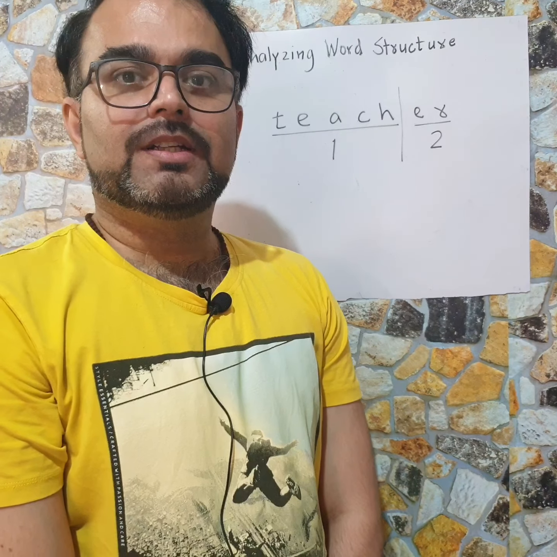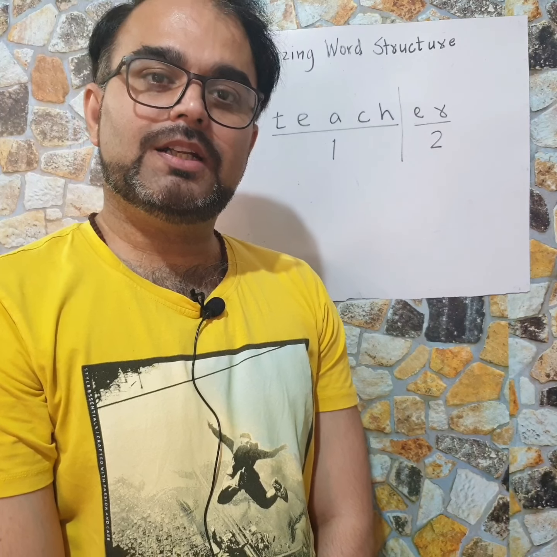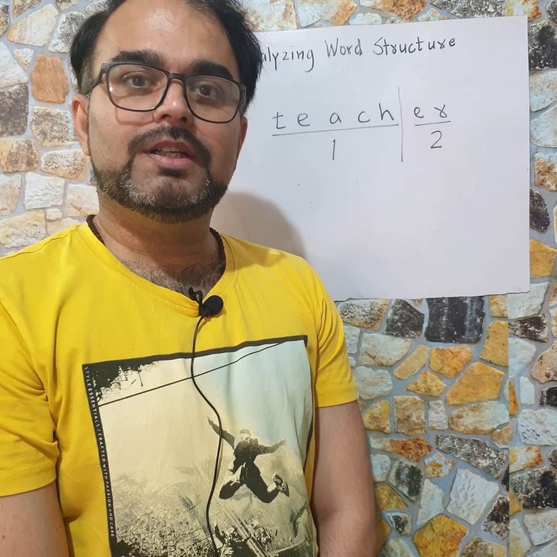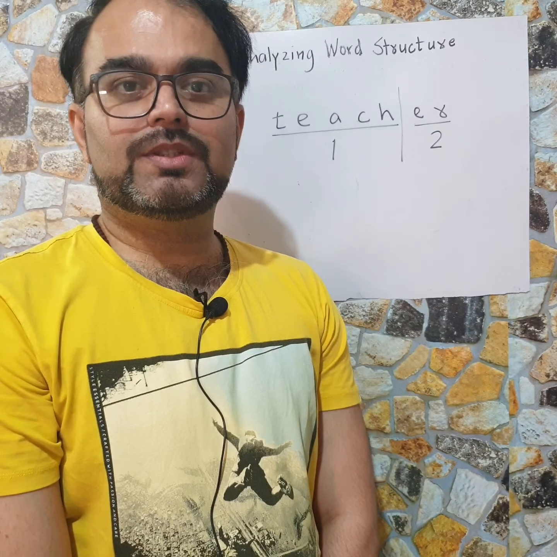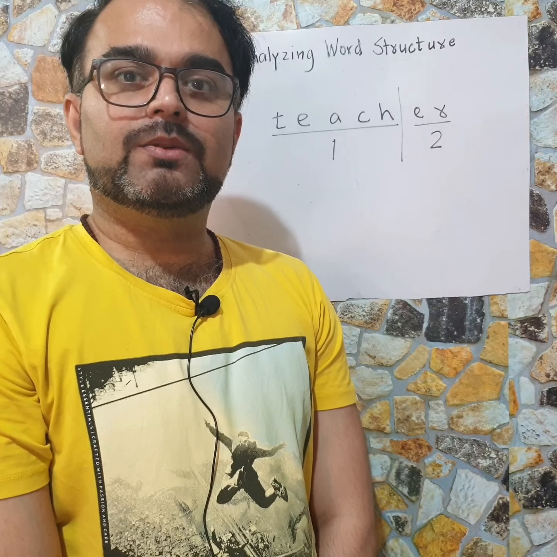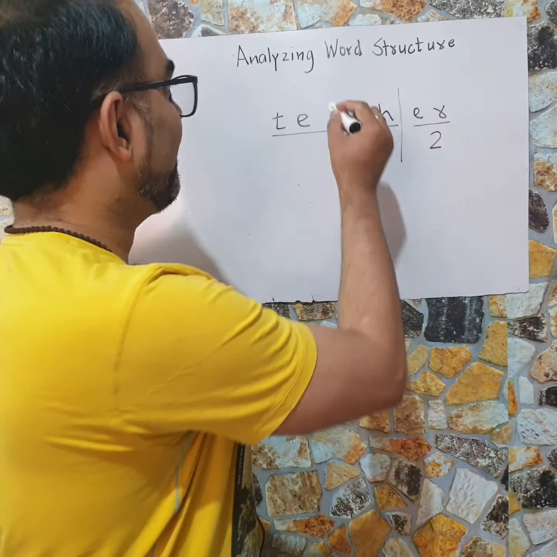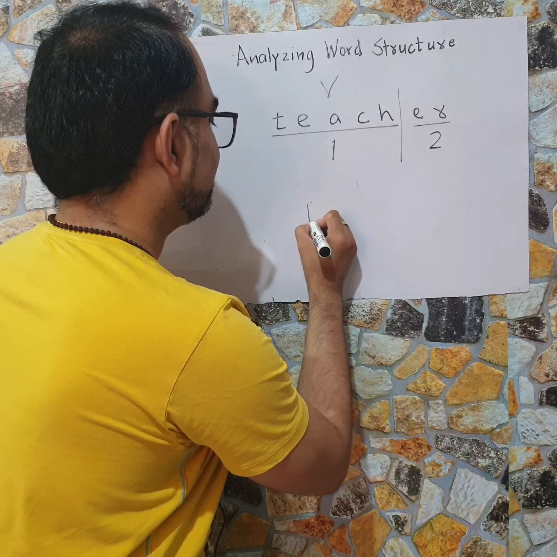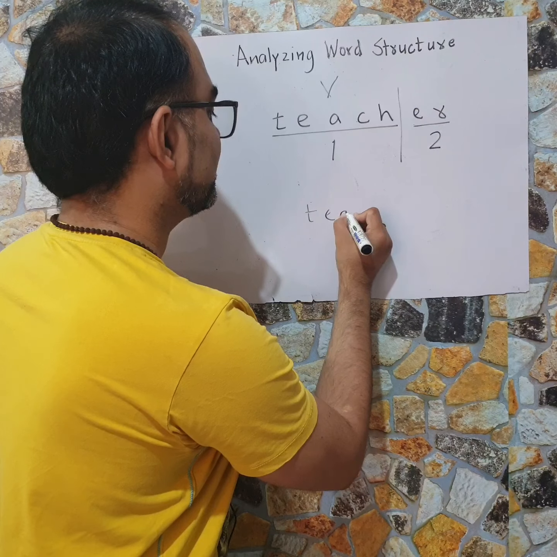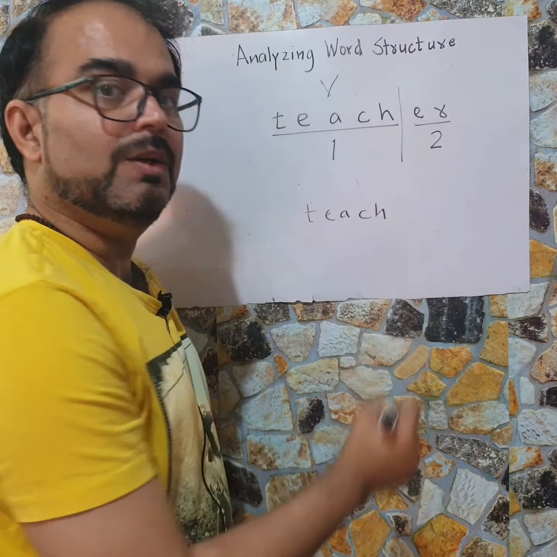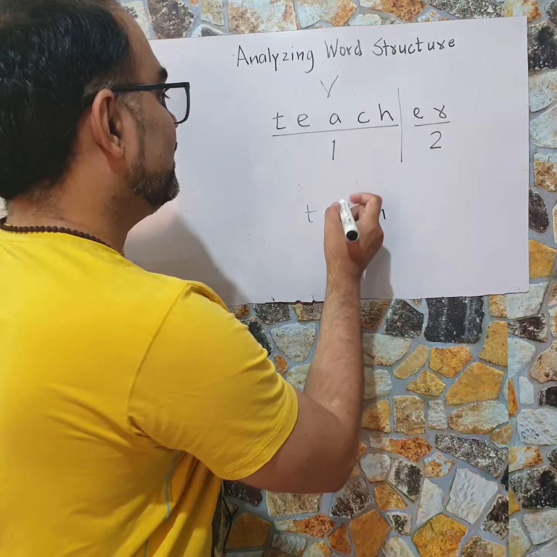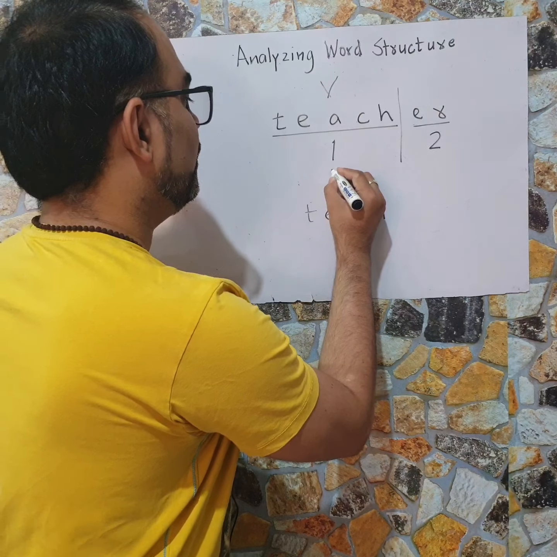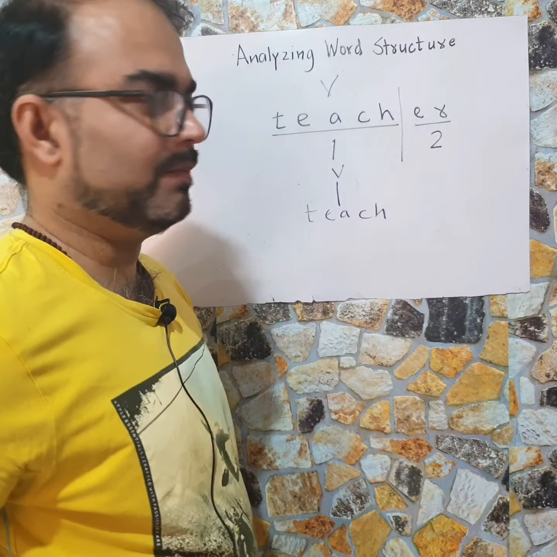Now we will look at the internal structure of this word. For that we need to draw a tree diagram. So first we need to find out the grammatical category associated with the word teach. So teach is a verb. So what we will do, we will first write teach like this when we are drawing the tree diagram. Then we know the grammatical category of this word is verb. This is the grammatical category of this word.